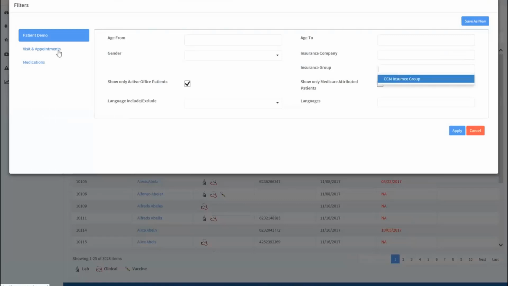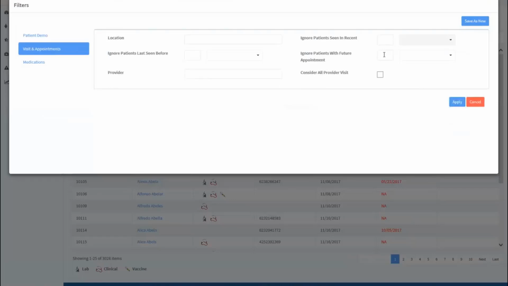I can go to visits and appointments, ignore patients with a future appointment booked in the next year. And I can ignore patients seen maybe in the last 2 weeks. So I'm looking for people for physicals. I'm going to ignore patients who actually have an appointment coming up the next year. They're coming back already. I know they're coming back for an appointment. Ignore patients that I've already seen in the last couple of weeks. I've talked to them already, and we're giving them a chance to look at their schedule and call us back.